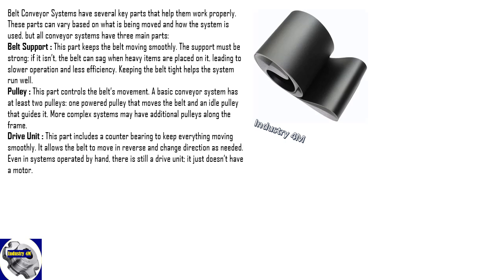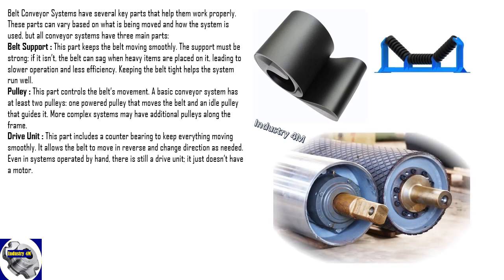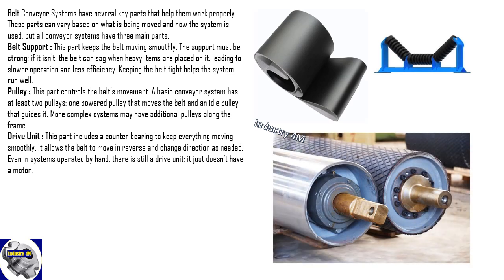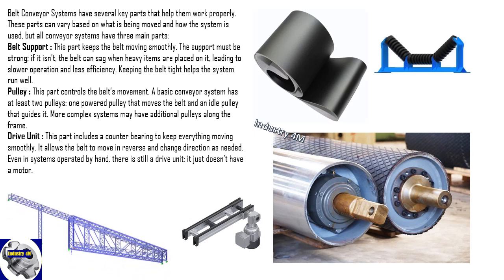Second, pulley. This part controls the belt movement. A basic conveyor system has at least two pulleys, one powered pulley that moves the belt and an idle pulley that guides it. More complex systems may have additional pulleys along the frame.